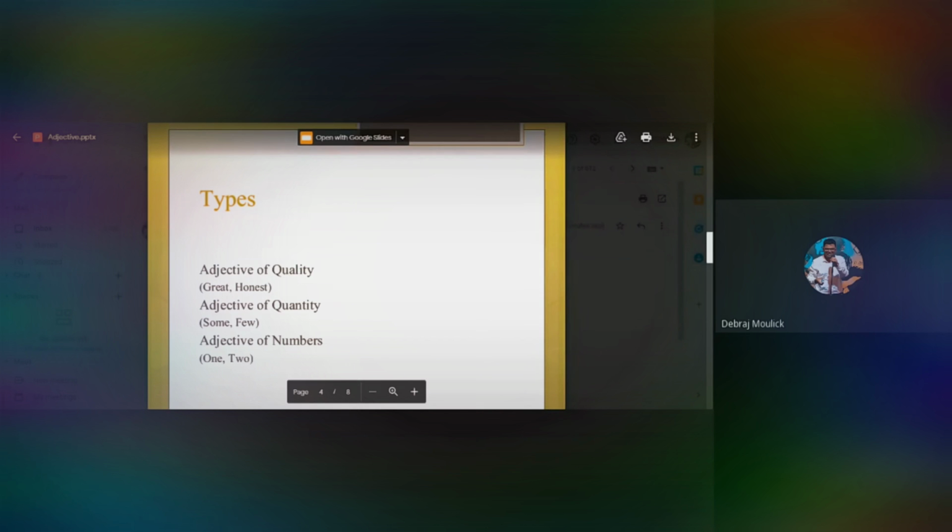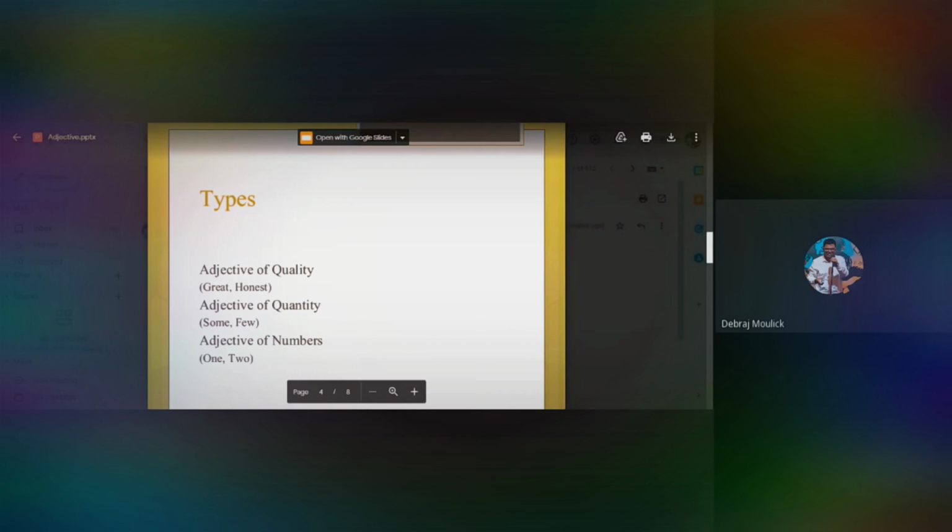And then we have adjective of numbers. It basically points out the number of nouns, and sometimes the order. Definite adjective of number is also known as numeral adjective. There is a definite numeral adjective and an indefinite numeral adjective. But for this upcoming examination, you don't need to go into so much detail.